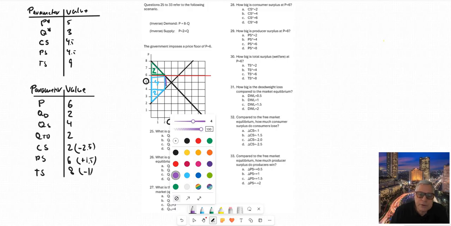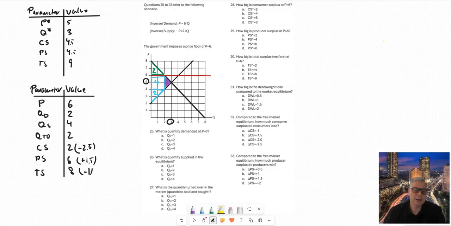This purple triangle is the deadweight loss. Okay, so the idea, of course, of a price floor is always to protect the producers, like a minimum price for agricultural produce or a minimum price for labor. Those are typical examples for price floors.